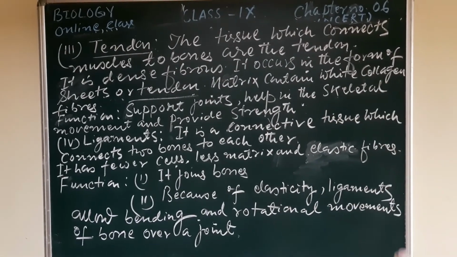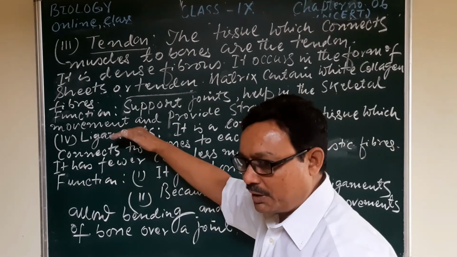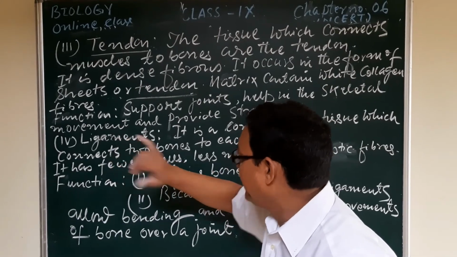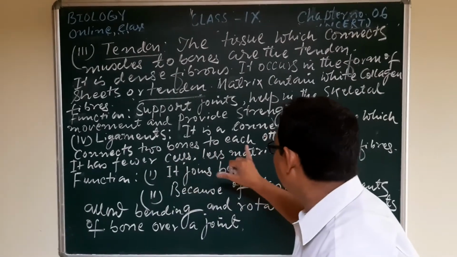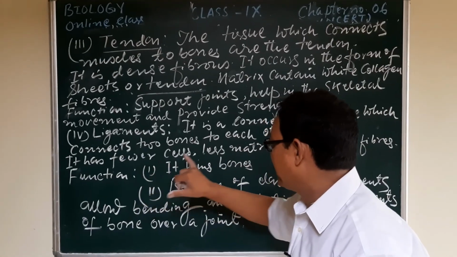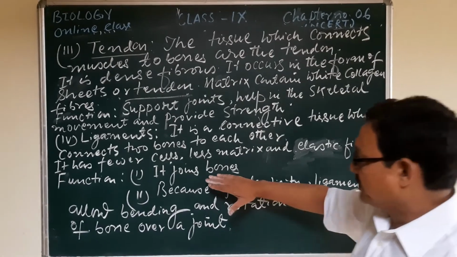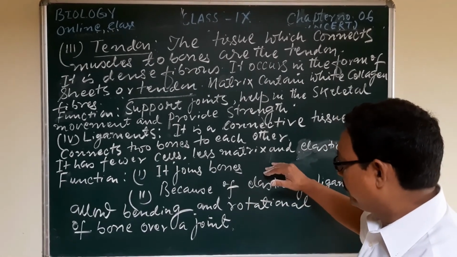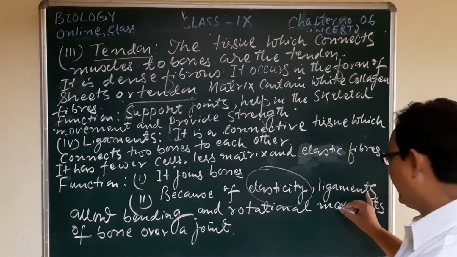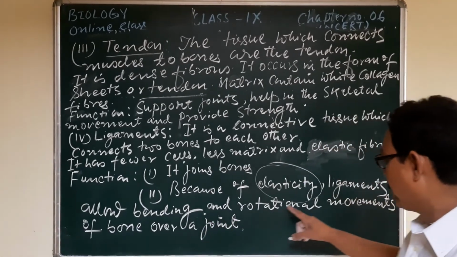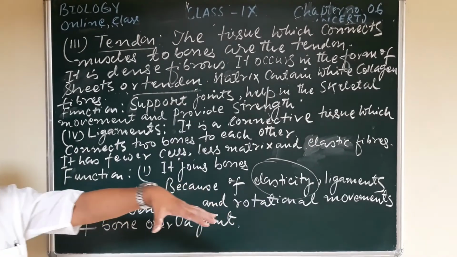Now the fourth proper connective tissue: ligaments. It is a connective tissue which connects 2 bones to each other. It has fewer cells, less matrix and elastic fibers. Functions: it joins bones because of elasticity. Ligaments allow bending and rotational movements of bone over a joint.